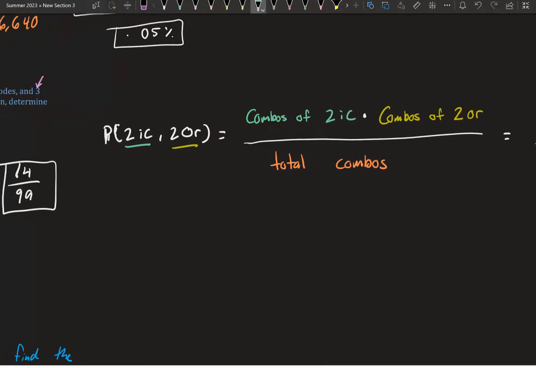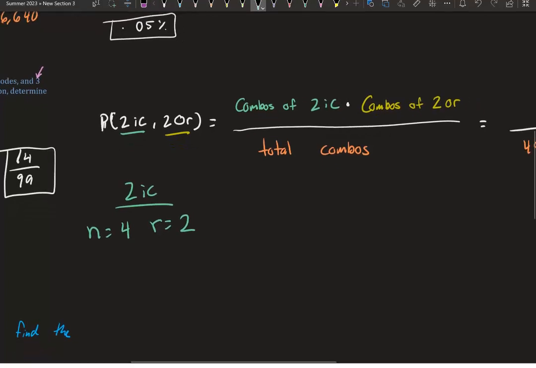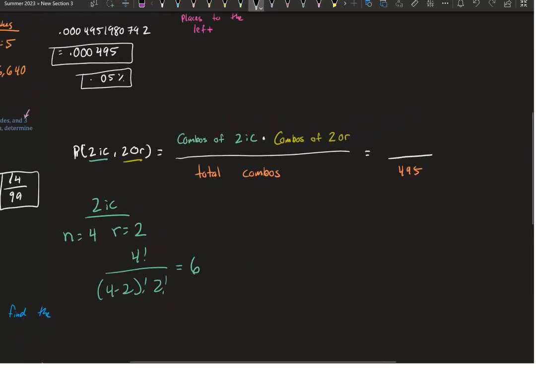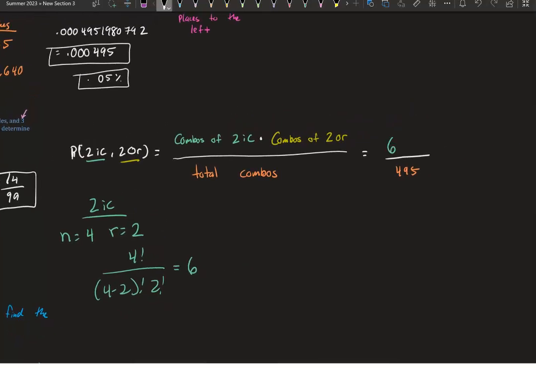Alright, now we need to find our 2 iCarly episode combos. So this case, we're picking 2 iCarly episodes out of a total of 4 iCarly episodes. So we have 4 factorial over 4 minus 2 factorial, which simplifies down to 6. So if you're picking 2 out of 4 iCarly episodes, there's 6 ways to mix and match your episodes.